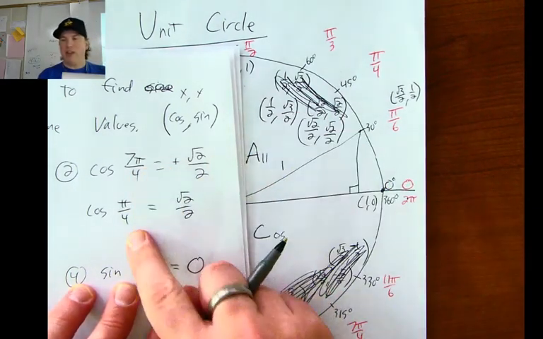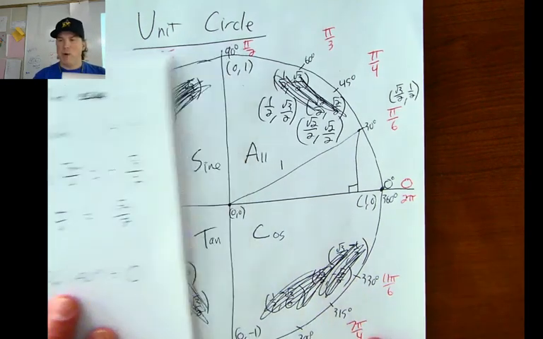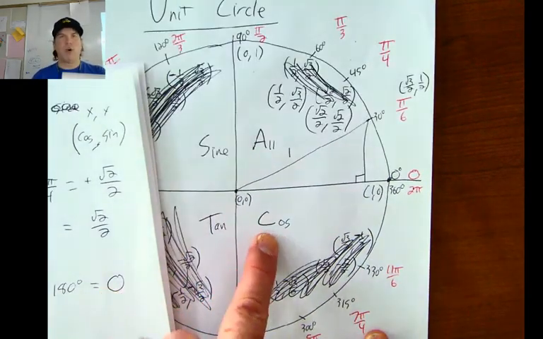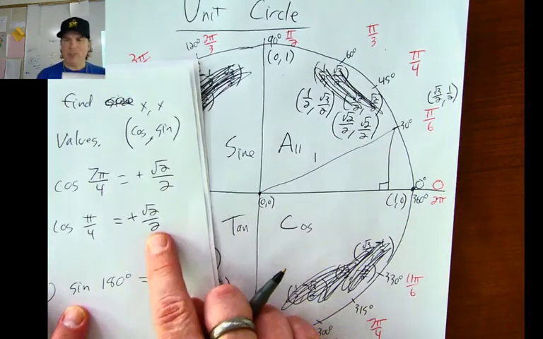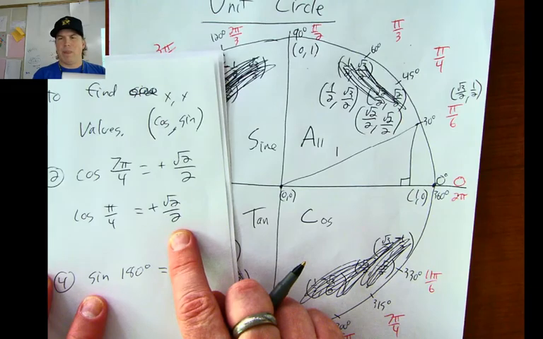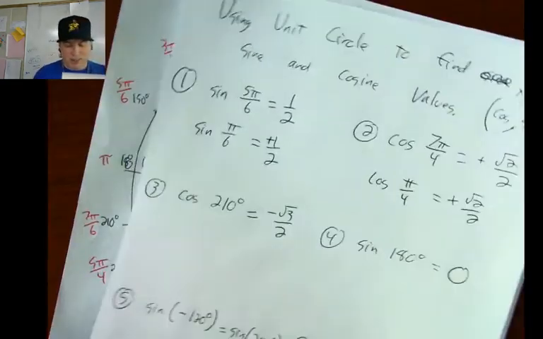But how do you know if the answer is positive or negative? 7 pi over 4. Fourth quadrant, only cosine is positive. So the answer is positive. I prefer not using reference angle, but it works.